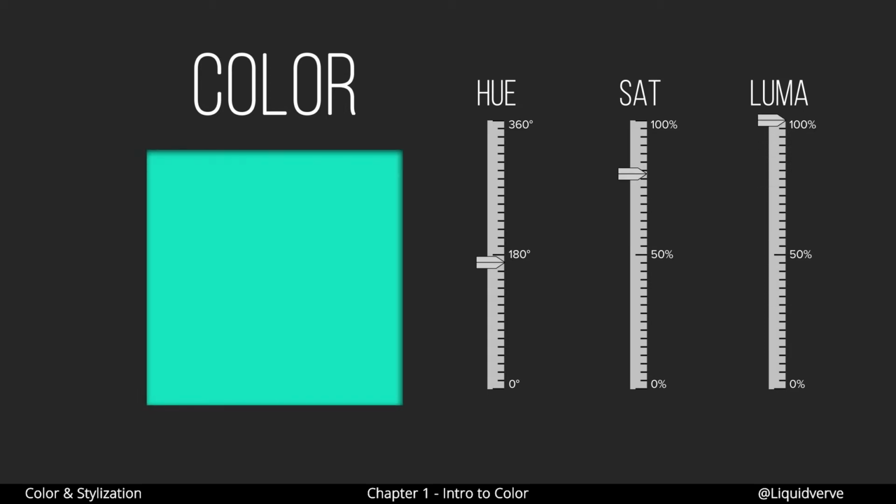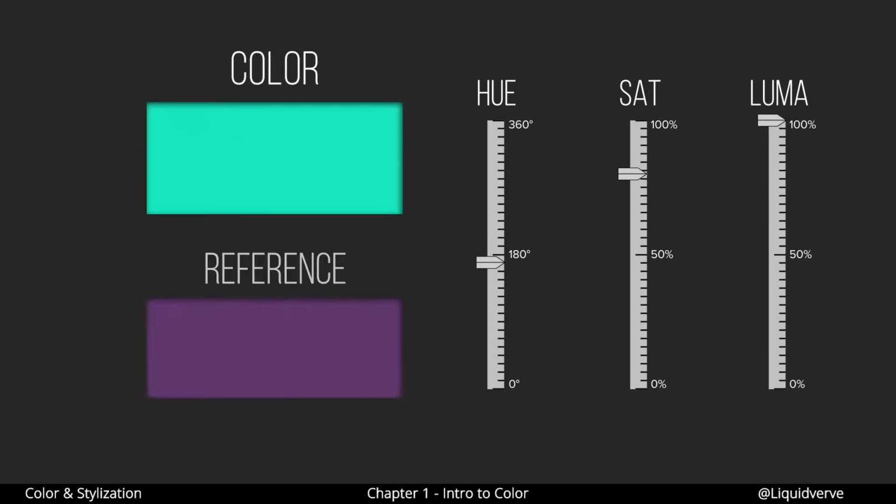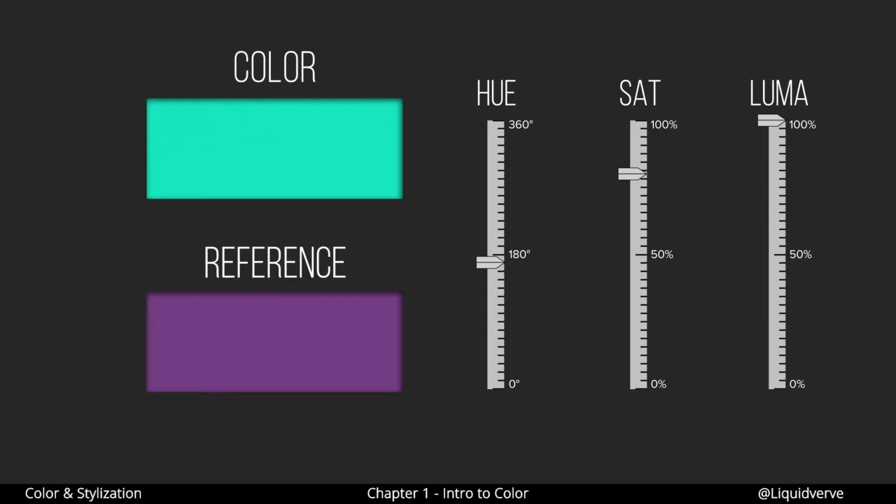Now, let's try matching this variable color to this reference swatch. First, we'll try to match the hue. Then we can raise or lower the saturation, and lastly, the luminance. We may have to go back and forth between these values to get a close match, but nevertheless, it's fortunately quite intuitive to break down color this way.